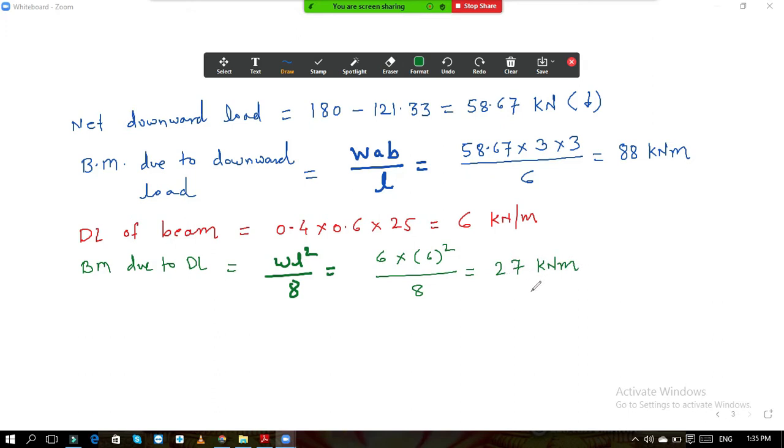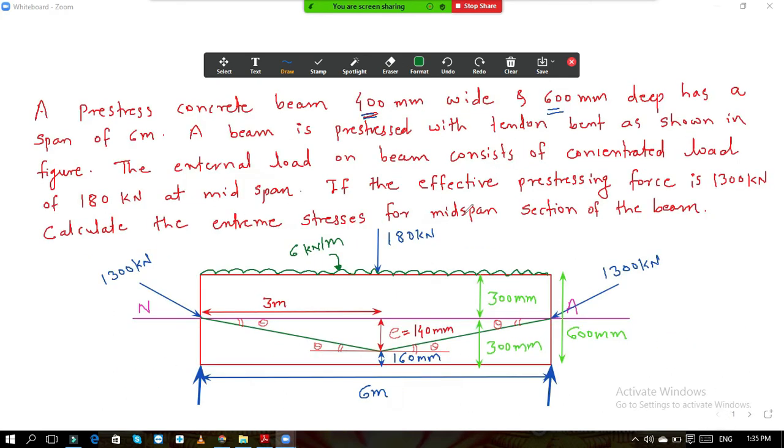Now in addition to this, at the end, this 1300 kilonewton load is a concentric load. It is meeting at the neutral axis. So here at the end, eccentricity is 0. Eccentricity is present only at the center. So there will not be any moment due to eccentricity because the load is exactly acting along the horizontal axis. Let me explain what I want to say.